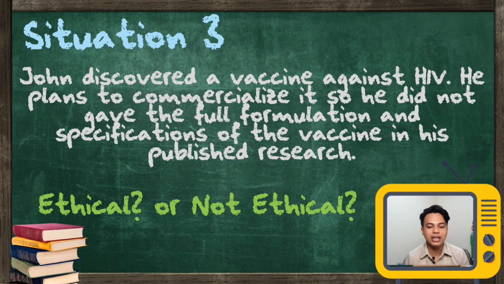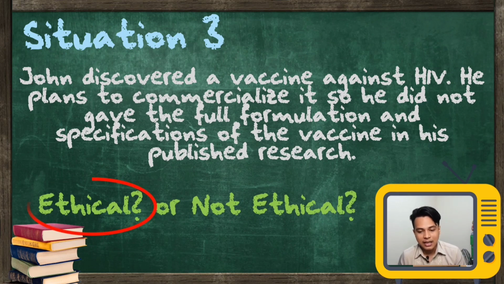Situation number 3. John discovered a vaccine against HIV. He plans to commercialize it, so he did not give the full formulation and specification of the vaccine in his published research. Okay, so is it ethical or not ethical? Okay, the correct answer is ethical. So for commercialized purposes, pwede tayong hindi mag-disclose ng mga specifications ng product na ginagawa natin kasi intellectual property natin 'yon. Okay? So meron tayong tinatawag na trade secrets, 'di ba?